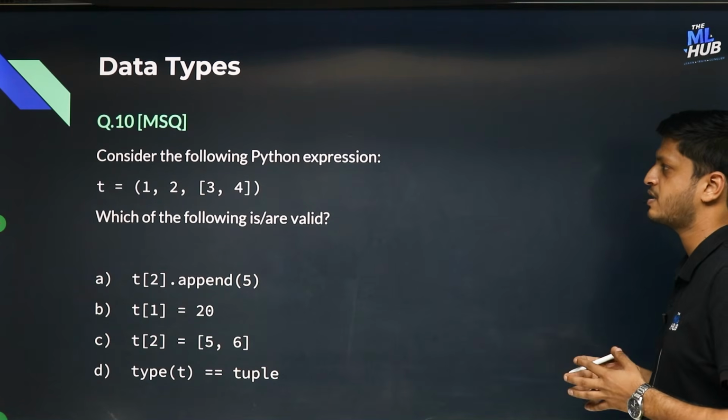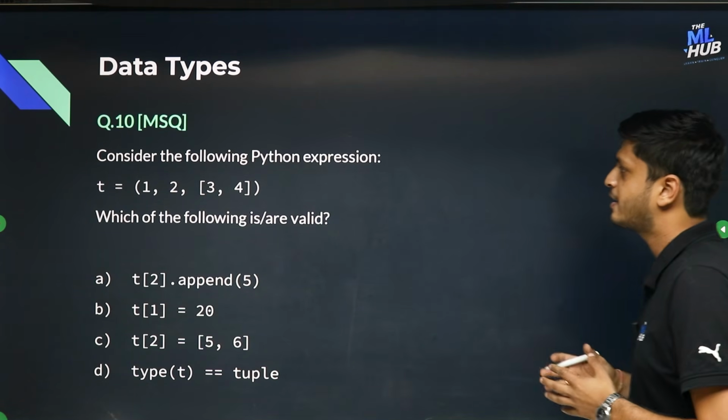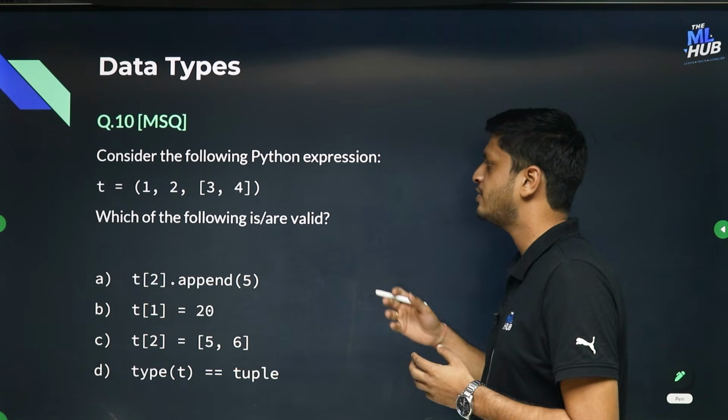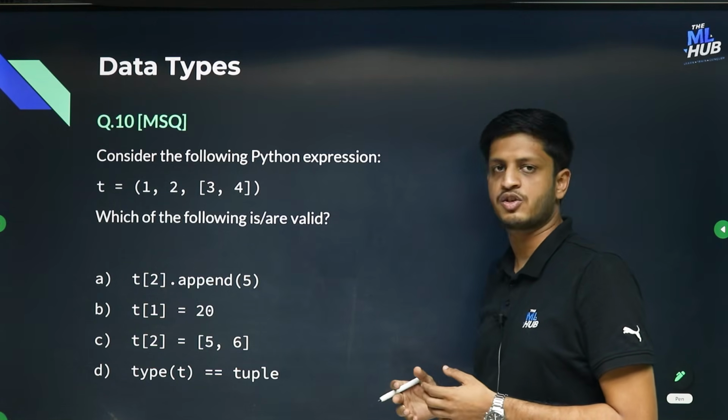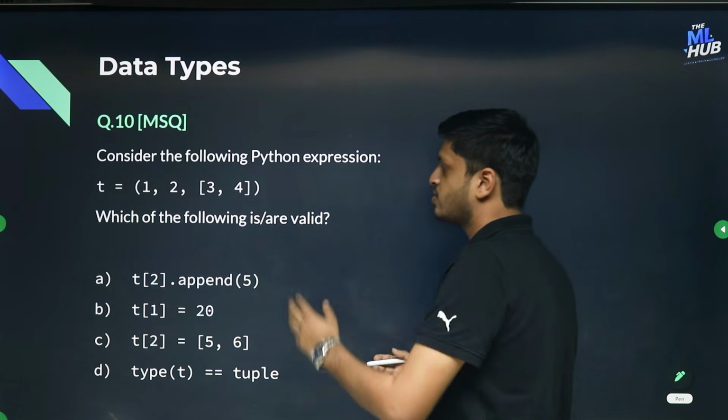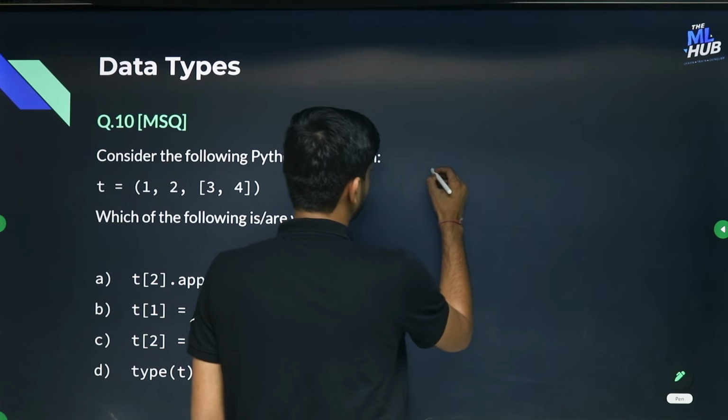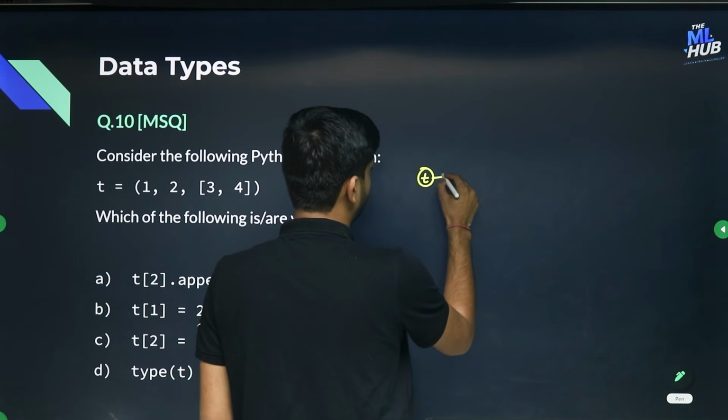Okay. Now let's look at the next question. It is a multiple select question again. Consider the following Python expression. Which of the following is or are valid operations on the list? On the tuple, sorry. So here we have a tuple T. T in memory is pointing to a tuple.